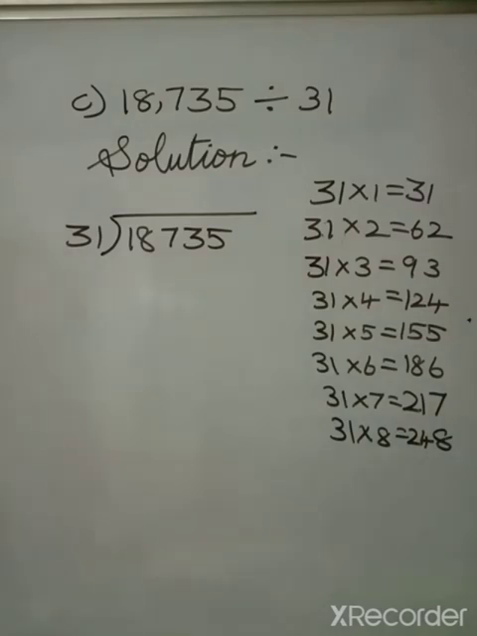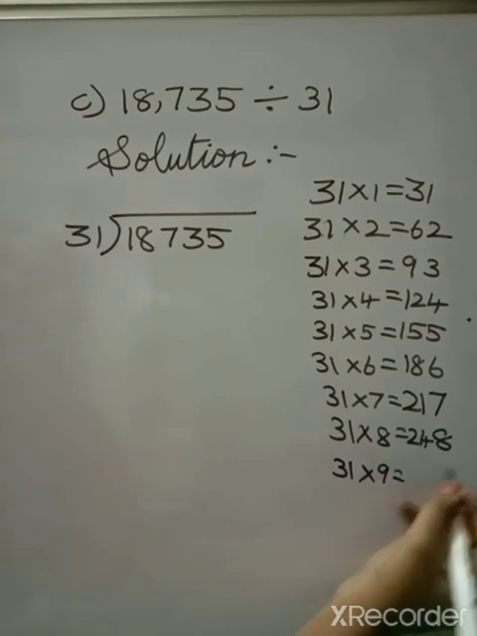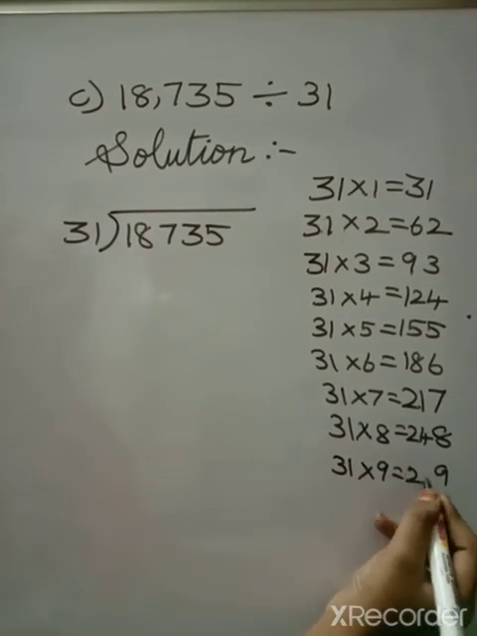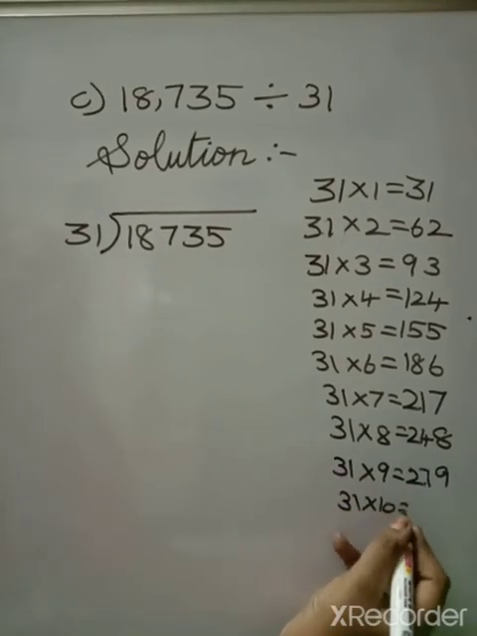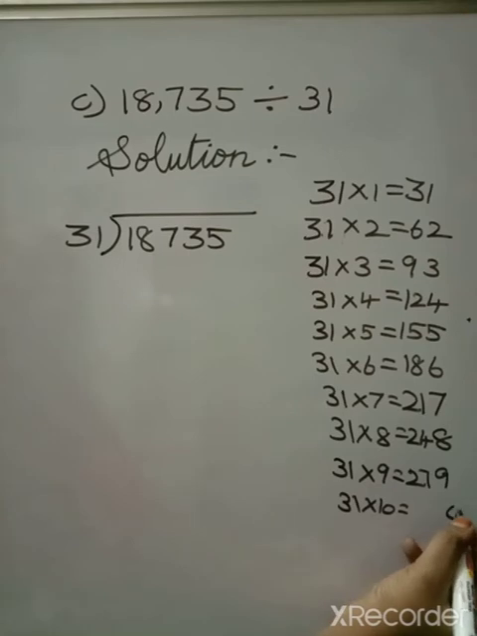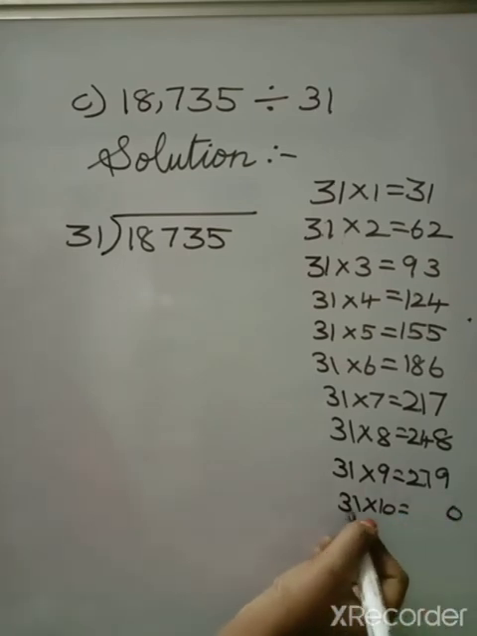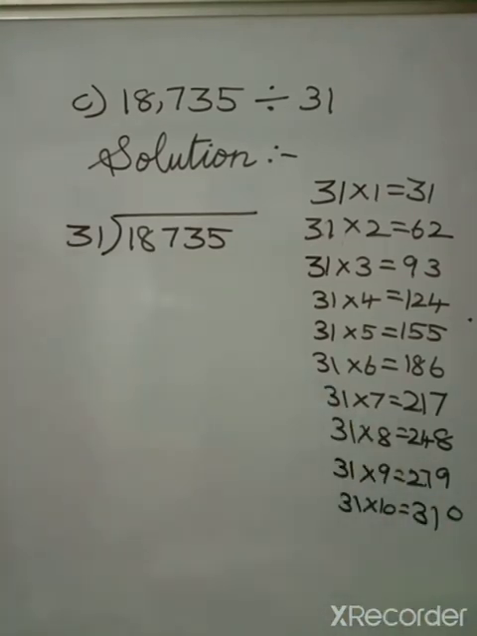So it is 248. Next, 31 into 9. 9 ones are 9, 9 threes are 27. 31 into 10. So 1 0, put that 0. Because after 0 no number is there, you can write the 0 as it is. 31 ones are the same, 31. So here the number is 310. Now the table has been over.